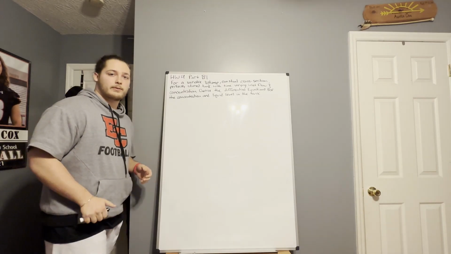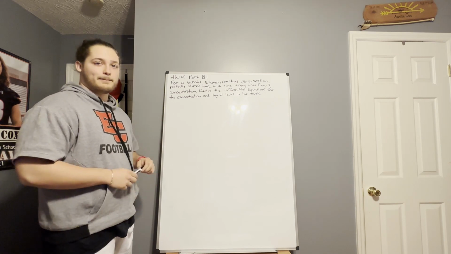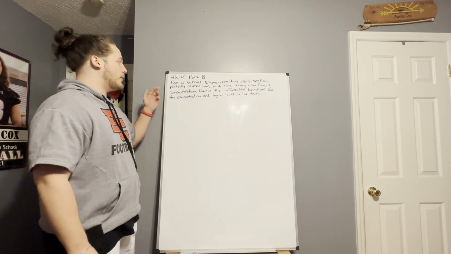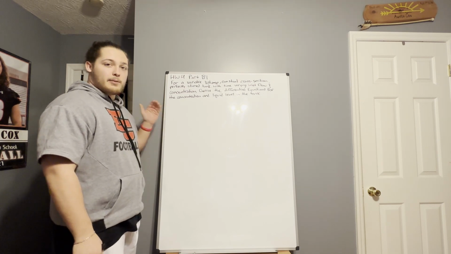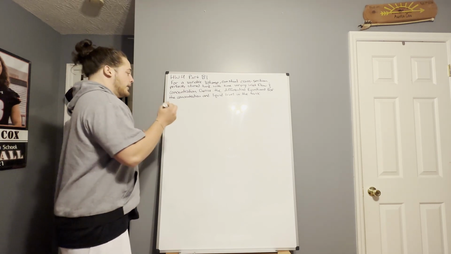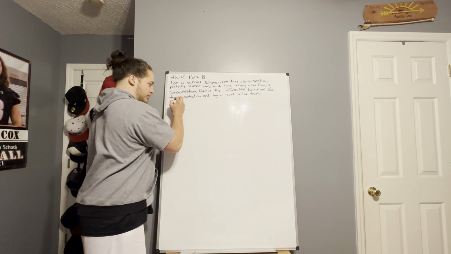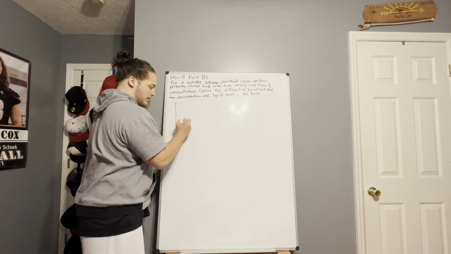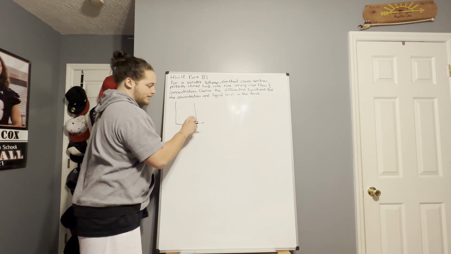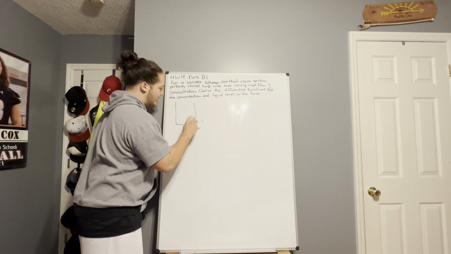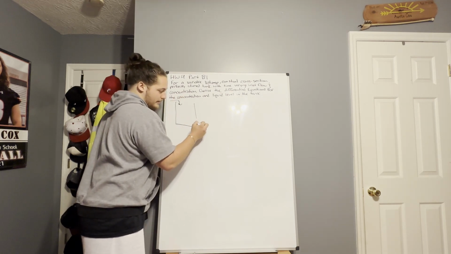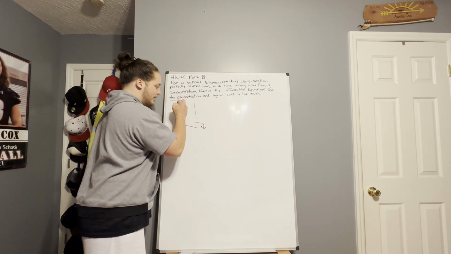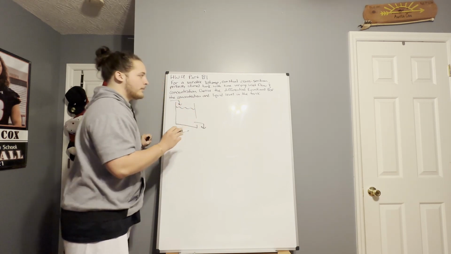Hi, this is homework 4, part B1. And here we are going to have a variable volume, constant cross-section, and a perfectly stirred tank. So we can go ahead and draw our tank. And we know that it is going to have some flow in and some flow out. And we can draw a liquid level.